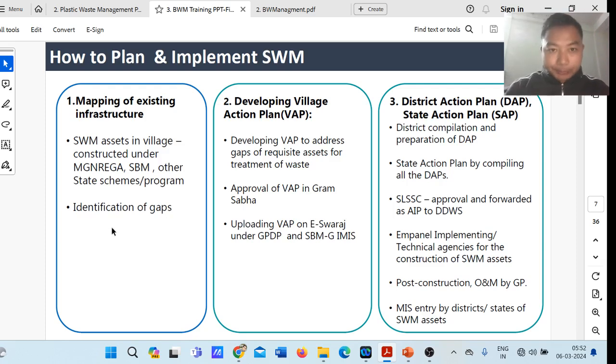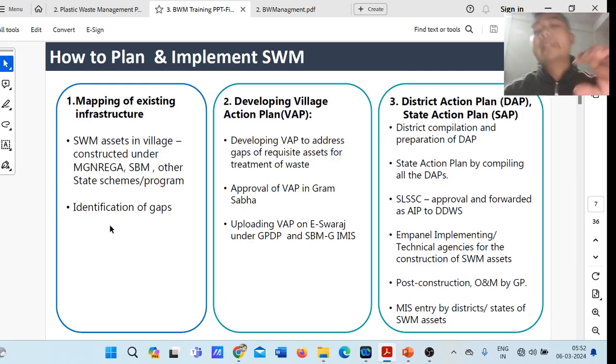Okay, so how to go about it, how to plan it. To plan waste management in your town, semi-town, or village, let us take the example of the village level.